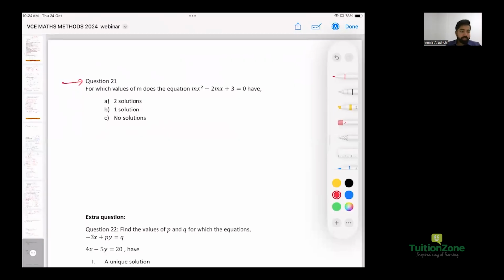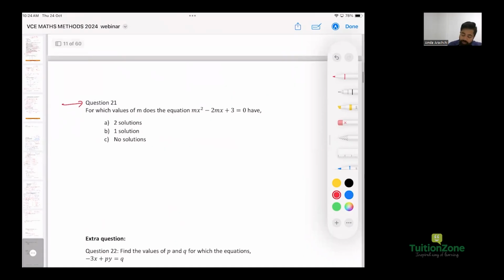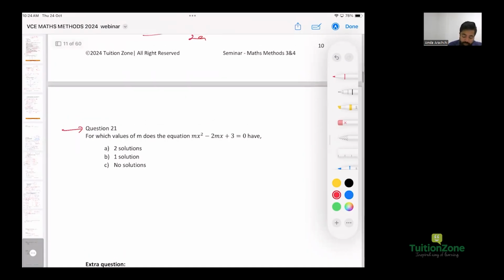What's the method for these questions? Asking what's the value to get 2 solutions, 1 solution and no solutions. So the method is do not start from the 1 solution. Let me write clearly. These questions, let's say, don't start from the 1 solution. So you can do either two solutions or no solutions. I'll start with two solutions.